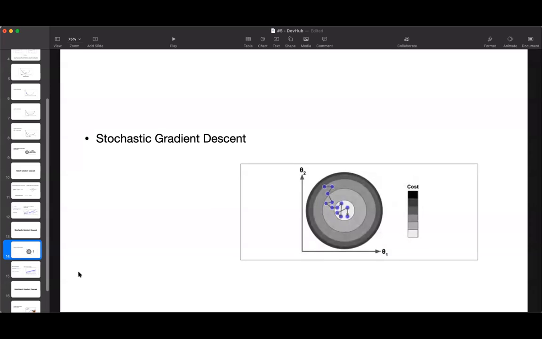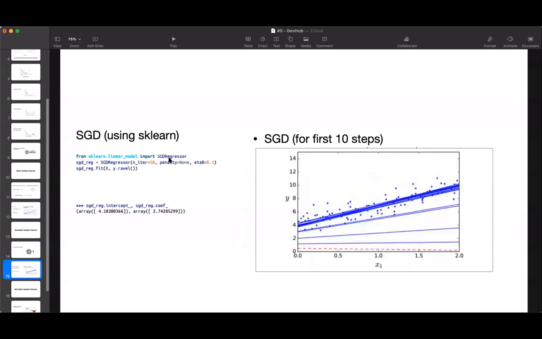With SGD, notice that since instances are picked randomly, some instances may be picked several times per iteration, while others may not be picked at all. Now, if we want to be sure that the algorithm goes through every instance at every epoch, another approach is to shuffle the training set and then go through it instance by instance, and then again shuffle it, and so on. So this actually helps it converge more slowly.